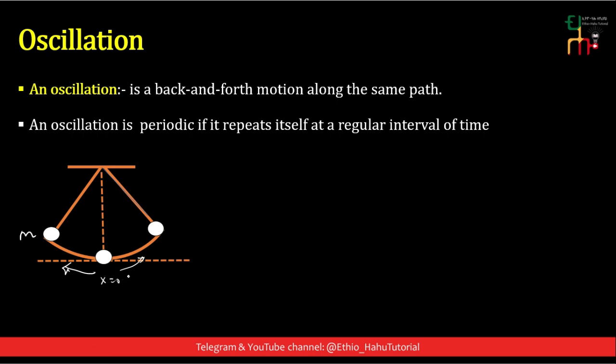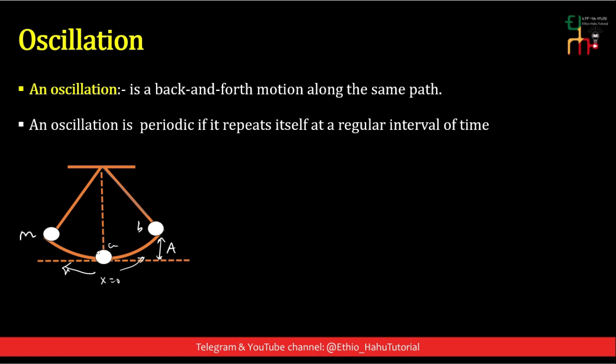This point x is equal to 0 is the lowest point of oscillation, or the equilibrium position. And this is the maximum amplitude of oscillation. The particle oscillates with this amplitude. As it moves from the equilibrium position to this point, the amplitude increases, and as it moves towards the equilibrium position, the amplitude decreases. Therefore, when it moves from point A to B, the amplitude increases, and when it moves from B to A, the amplitude decreases.